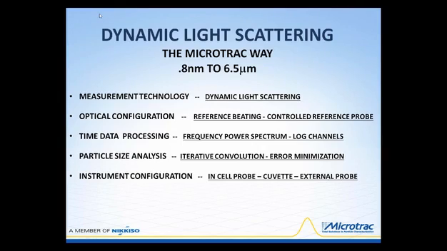The Microtrac way is using the measurement technology of dynamic light scattering. We have an optical configuration that uses reference beating and creates the reference through the controlled reference probe. We process the time data into a frequency power spectrum and then group it into log channels. That gives us a distribution determining analysis that is a very straightforward iterative convolution with error minimization.